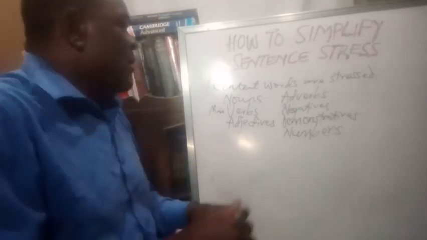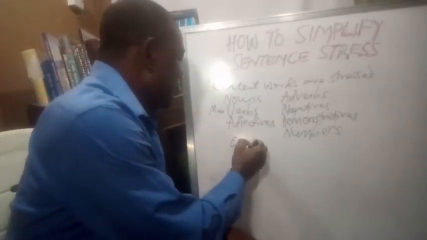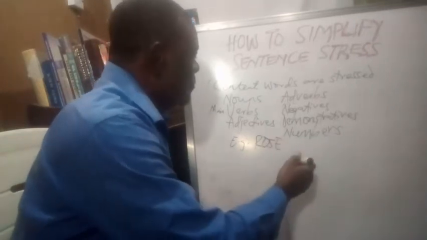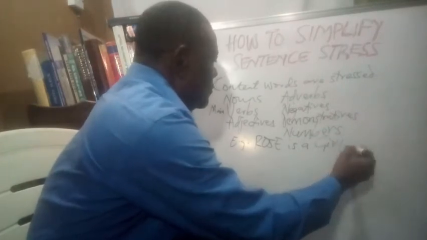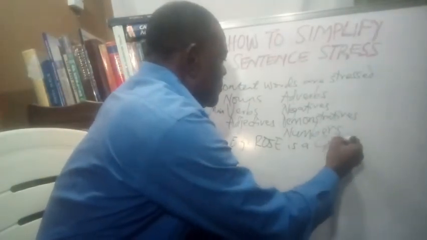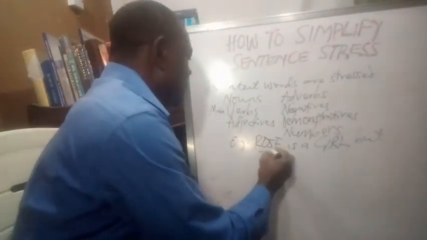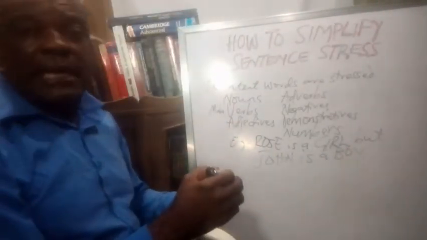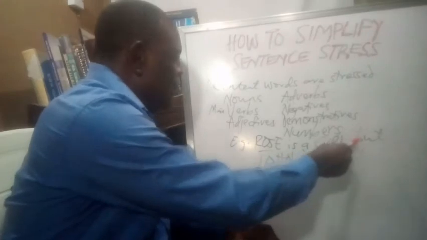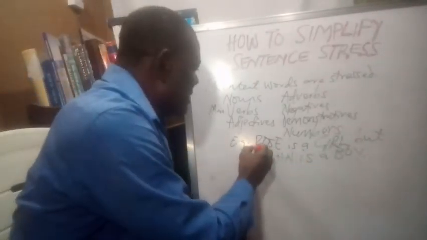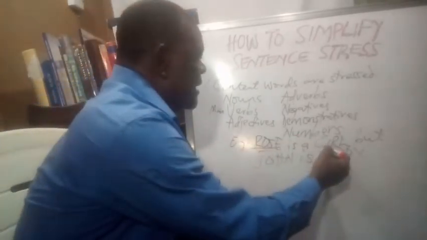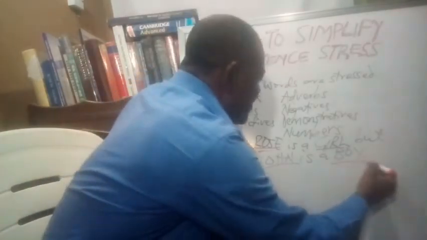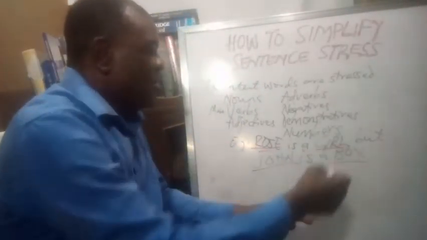contain meaning. Now, let's look at this example. Rose is a girl, but John is a boy. Now, Rose is a noun, that's a content word. Then girl is also a noun, that's a content word. John is also a noun, a content word. And boy is also a noun. So you can see that these are all stressed.